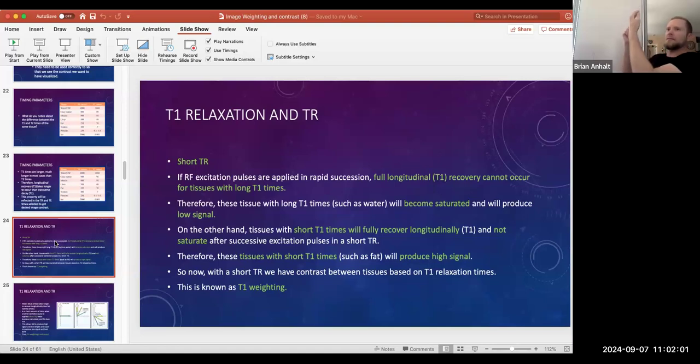If we excite quickly, so here's the first excitation pulse. Water and fat, boom, first excitation, it's all in the transverse plane. We're not going to worry about the transverse magnetization though at this point. We're going to wait for recovery to happen.